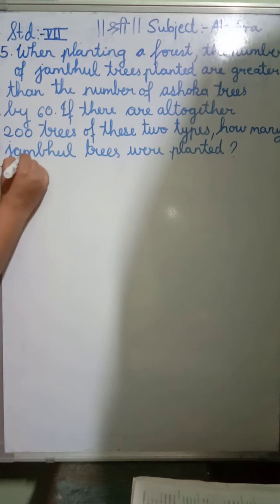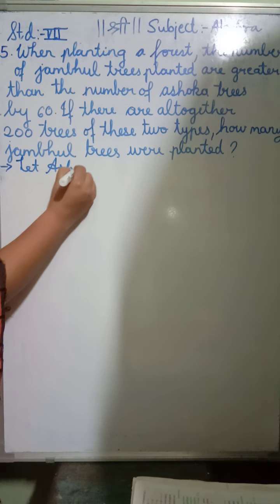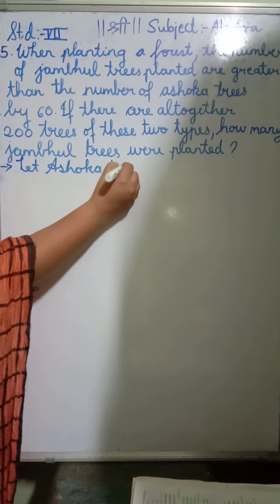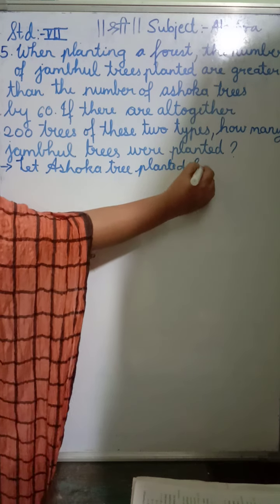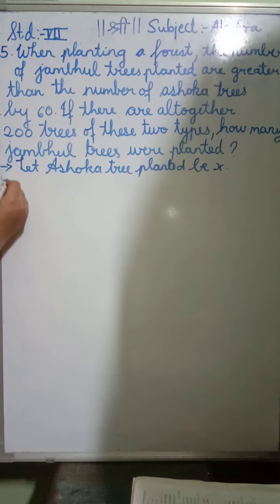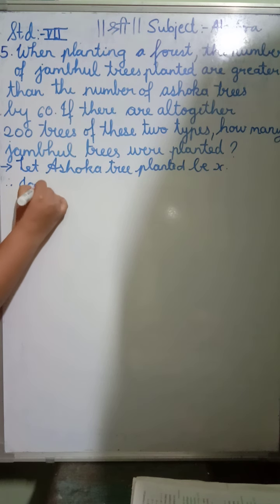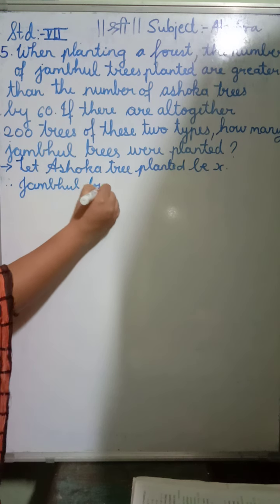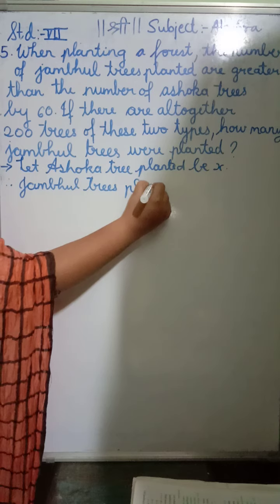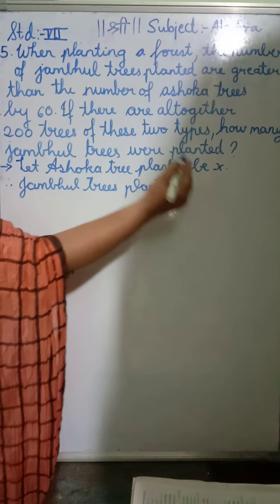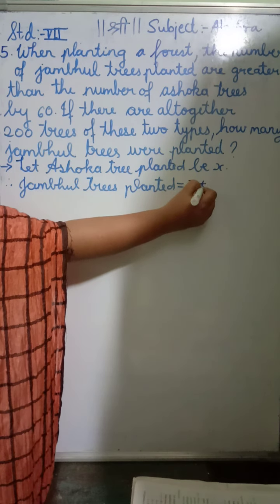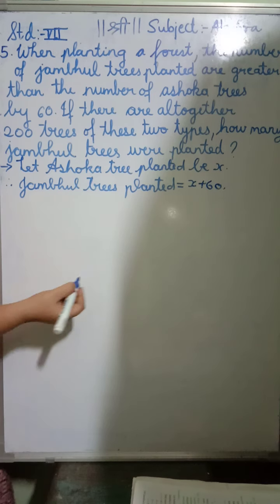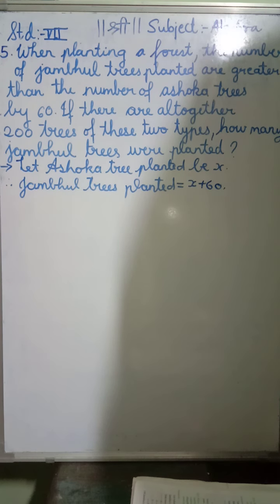So first let us write that let Ashoka trees planted be X. Therefore if it is X, then what will be jambul trees planted? They are greater than Ashoka. If Ashoka is X, greater means plus by how much? 60. Now in the next statement they are telling that total is 200.